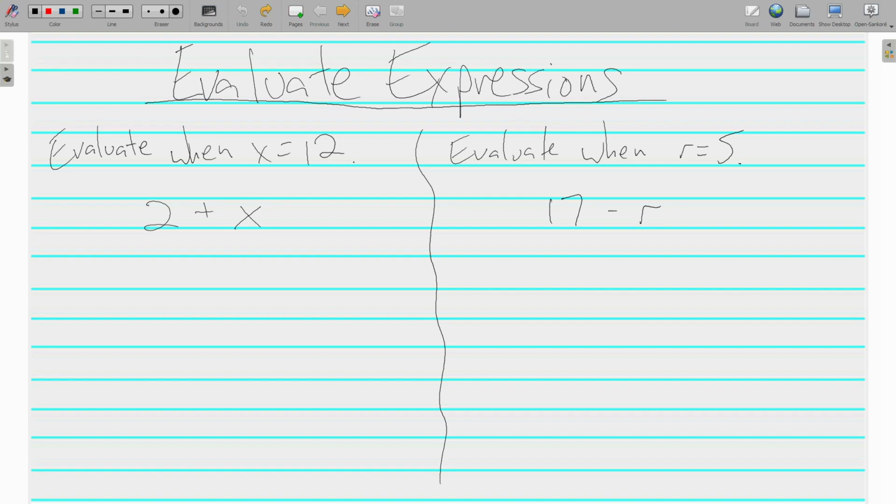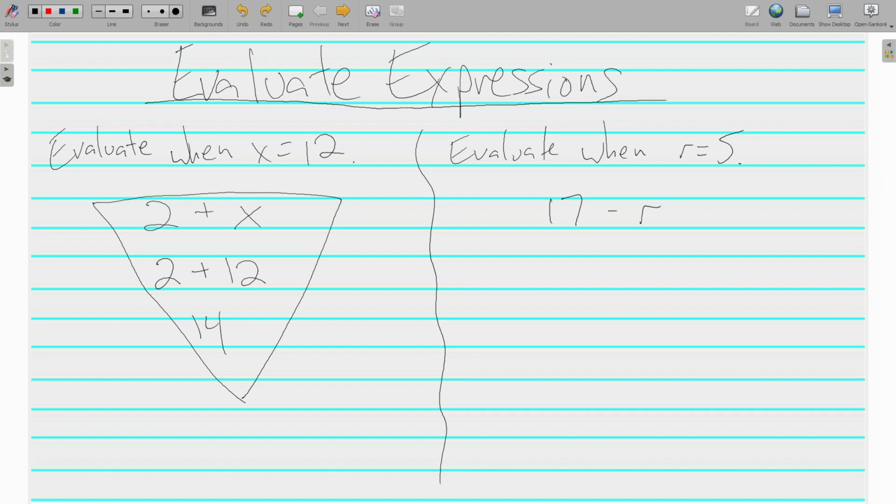And below it we have the expression 2 plus x, and all we're going to do is substitute the 12 in for the x, because we know that x equals 12. 2 plus 12 is 14. And you know, we're evaluating when we do this. We're going to use that Dorito or that pizza format. That's how we're going to keep our work organized.